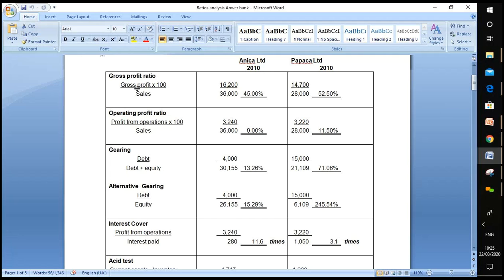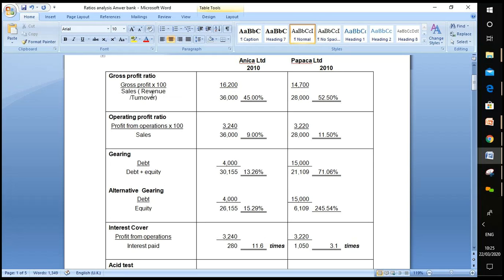So, the gross profit margin of both companies: gross profit times 100 divided by sales. Sales is also known as revenue. Sales, revenue and turnover are the same thing. There is no difference; different companies use different words. It is terminology. So this is 45% and this is 52%.